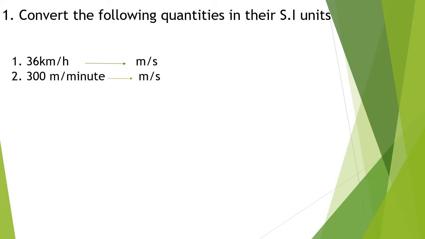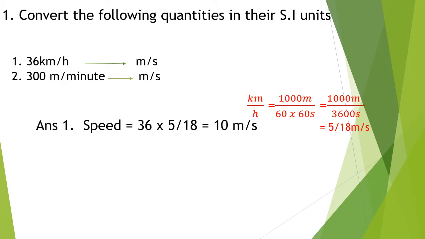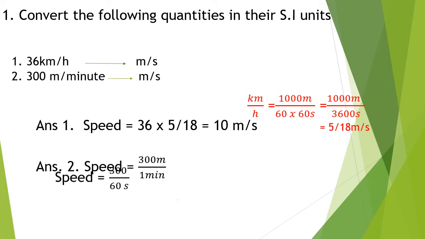Children, how do we get this 5 by 18? Because we have to convert kilometer to meter, hour to second. So look here, 1 kilometer is 1000 meters and 1 hour is 60 minutes, that is 60 into 60 seconds. So when we divide that quantity, that is 1000 divided by 3600, or by reducing this to lower terms, we get the fraction 5 by 18. So now let us multiply 36 into 5 by 18 and we get the answer 10 meter per second. So any number, if we have to convert from kilometer per hour to meter per second, just multiply that number by 5 by 18.